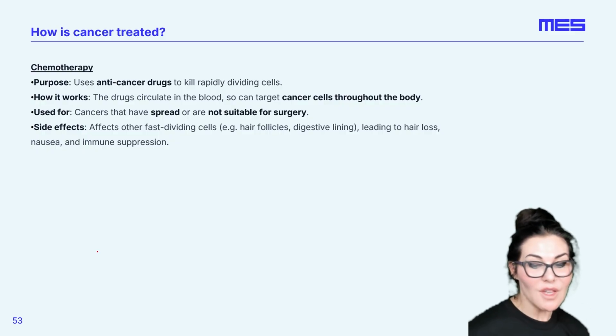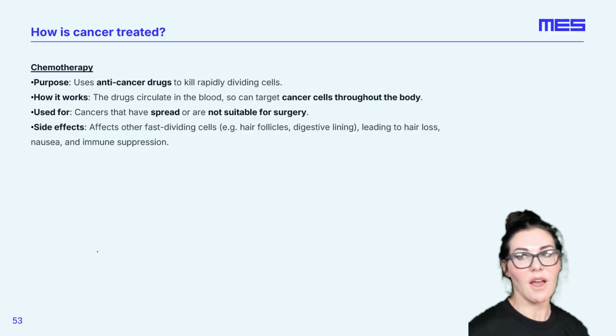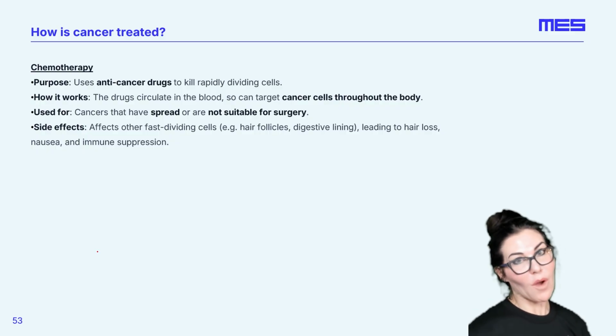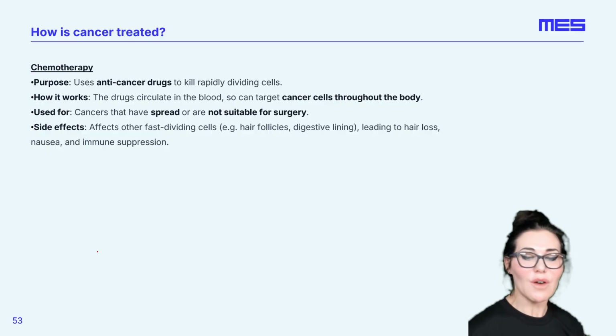So people lose their hair when they have chemo. They can also be very sore inside. It makes them very sick. It gives them nausea. And it also kills off their white blood cells, which gives them immunosuppression. So they're very, very susceptible to infections.